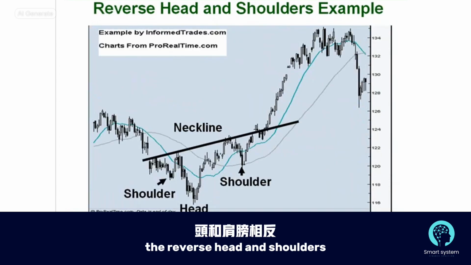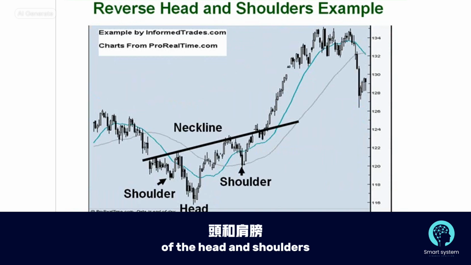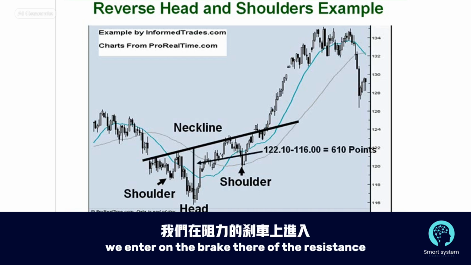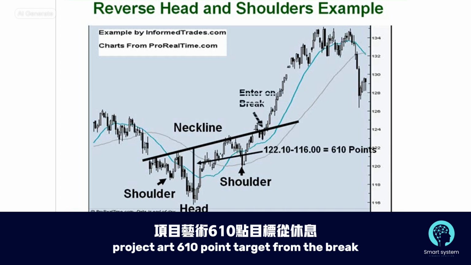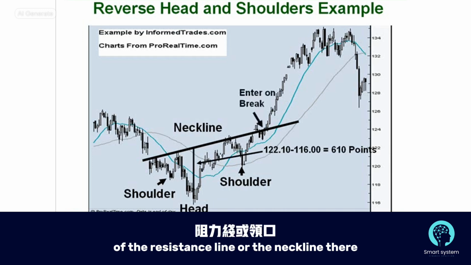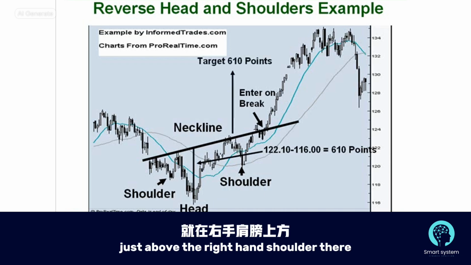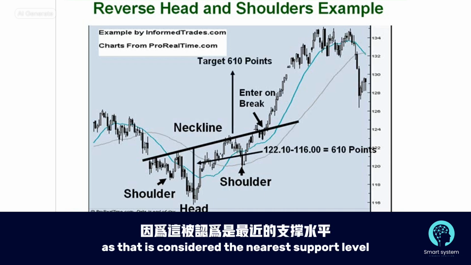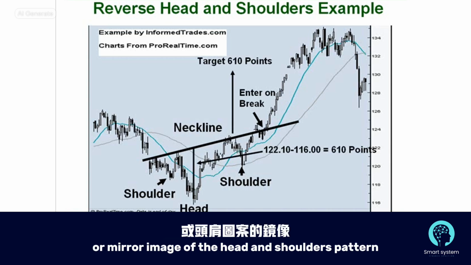The reverse head and shoulders is basically the mirror image, the opposite, of the head and shoulders. We also are going to get our projected target by measuring the distance from the head to the neckline. We enter on the break there of the resistance. This time, since we're flipped upside down, we project our 610 point target from the break of the resistance line, or the neckline, and then put our stop loss just below the right hand shoulder, as that is considered the nearest support level. So you can see how that's sort of a flip or mirror image of the head and shoulders pattern.